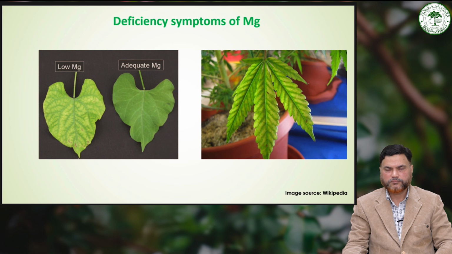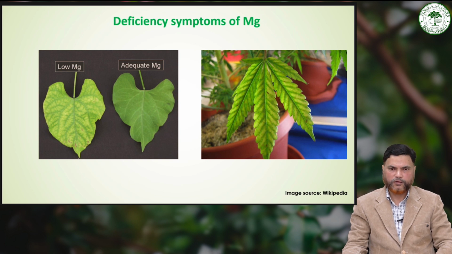Generally, during the deficiency of magnesium, root growth is hindered in plants, and inadequate magnesium availability disrupts the export of carbohydrates from source to sink tissues, leading to a decrease in starch concentration in storage tissues.